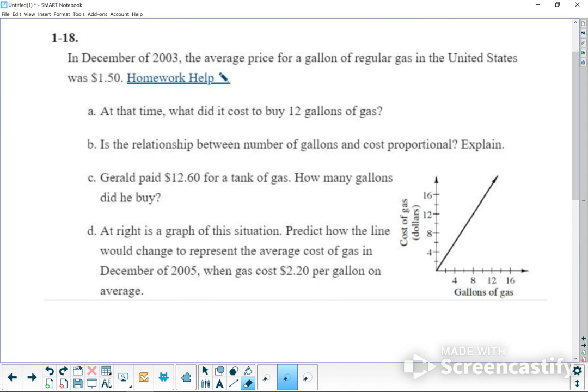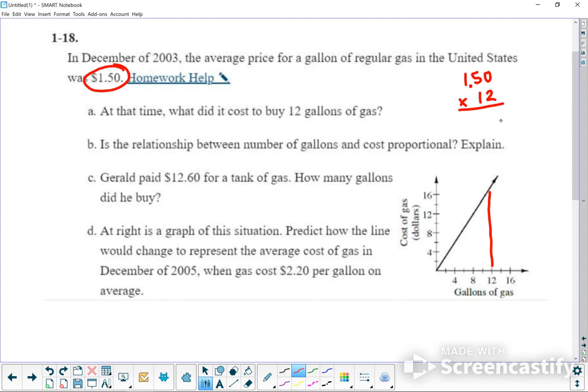December 2003, the average price of gas for regular gas in the United States was what, $1.50? Dang, that's pretty cheap. At that time, what did it cost to buy 12 gallons of gas? Right, so just kind of looking at this, 12 gallons of gas, just going to go straight up. I'm going to say about $16, but you can also do the math, right? $1.50 times 12 gallons.